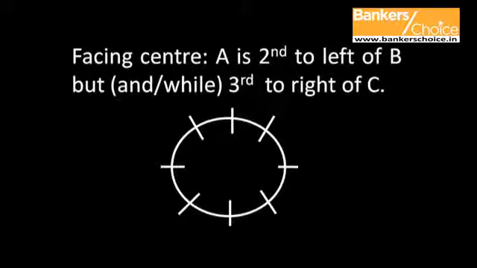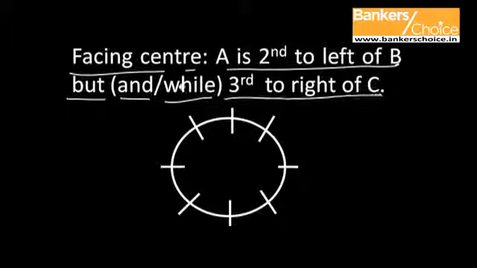In case of a group of persons facing center, if A is second to the left of B, but or and or while third to the right of C, then we can place A, B, C as follows. From the first part of the sentence, that is A is second to the left of B, let us assume that B occupies this position. Now as A is towards the left of B and the persons are facing center, A should be in clockwise direction. So A will be taking first and second, that is this place.